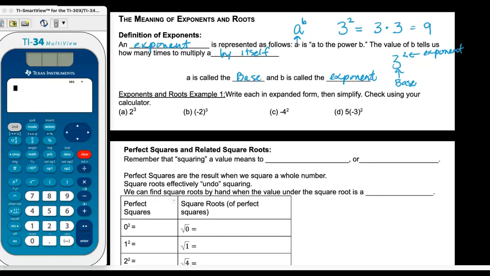So let's look at some examples. In example A, we have 2 to the third power. So that tells us to take 2 and multiply it by itself 3 times. So 2 times 2 times 2 is 8.